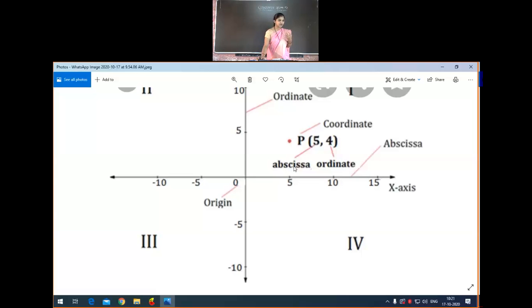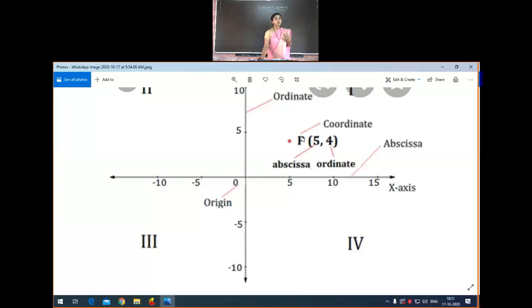Yes, the x coordinate is named abscissa and the y coordinate is named ordinate. Abscissa and ordinate together form coordinates. So these x values are called abscissa and these y values are called ordinate.